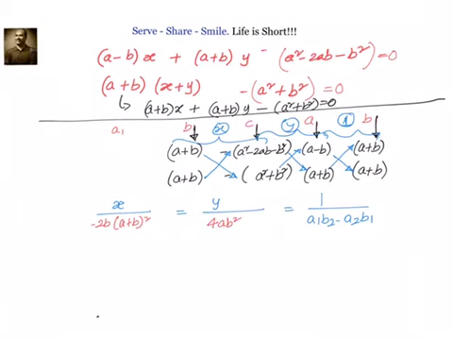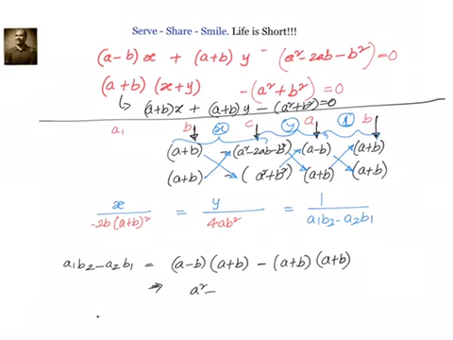Now let us do what is a1 b2 minus a2 b1. a1 b2 minus a2 b1 equal to a1 is a minus b, into b2, which is a plus b, minus a2, that is a plus b, into b1, which is equal to a plus b. a1 into b2 minus a2 into b1. This is b1 c1, a1 b1, b2 c2, a2 b2. So just we are clear with that. So let's go ahead and simplify that.